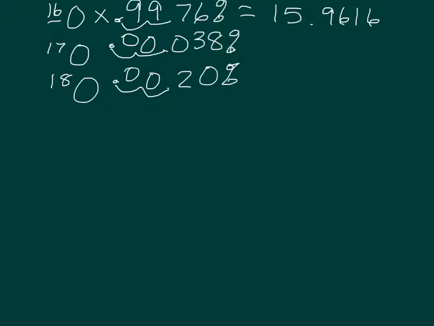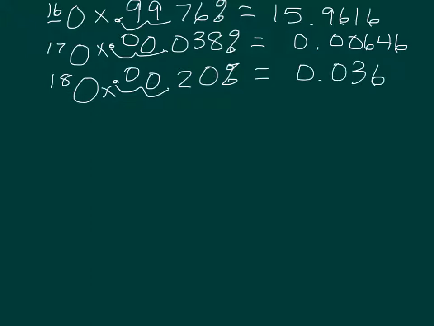And I'm going to continue that for each of the different isotopes, not leaving out the zeros because then we're going to get really weird numbers. So 0.000646, and then the last one, the 18, we're going to have to multiply by 0.0020, and we end up with 0.036. Not very good at writing with my finger.